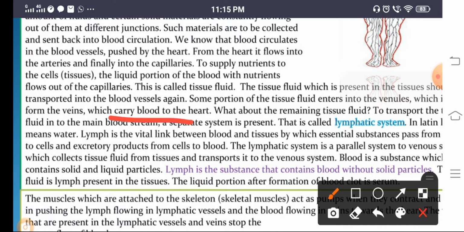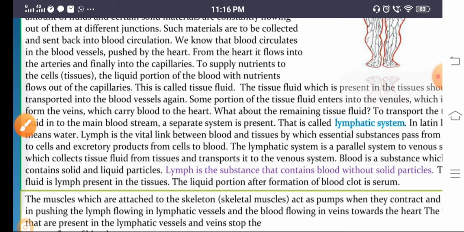So what about the remaining tissue fluid? Some of the tissue fluid remains in the tissues and is not transported to the heart. To transport the remaining fluid into the main bloodstream, we need a separate system. It is called the lymphatic system.